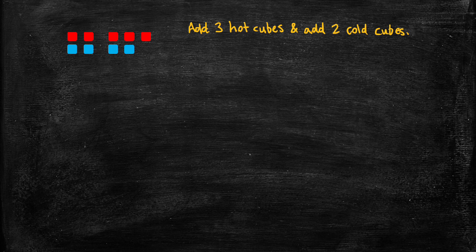So if I look at the soup, I've got 4 hot cubes here that will balance out these 4 cold cubes, and I've got 1 hot cube left over that will raise the temperature of the soup by 1 degree. So what I'm doing here is I'm starting with +3, representing the hot cubes, and I'm adding 2 cold cubes, and cold cubes represent negative integers. I'm adding -2, and I'm ending with +1.